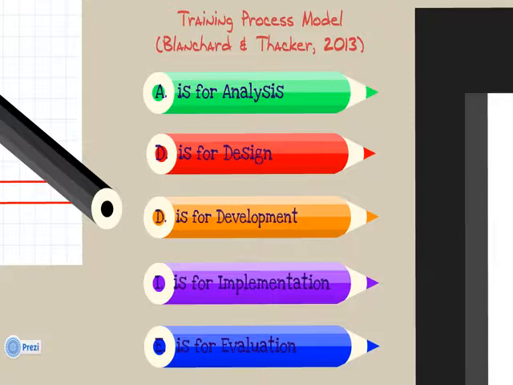I in ADDIE is implementation, and that is the physical presentation of a training program. So right now I am in the process of implementing the first phase of our training program. So this is an implementation phase. Simple enough. And E is evaluation, and evaluation can be during the training program an assessment of learning. It's also most commonly a post-program assessment of learning.